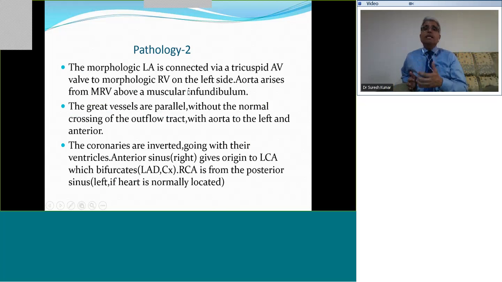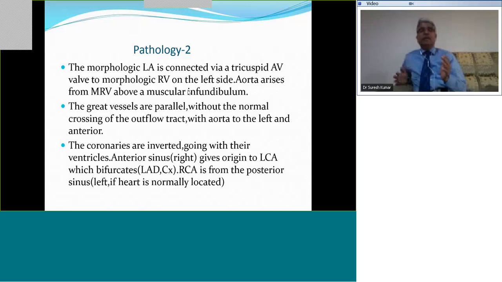Now what happens to the left heart? The morphologic left atrium is connected via a tricuspid AV valve to the morphologic right ventricle on the left side. So the left heart, in the upper part is left atrium, there is no problem, it is receiving pulmonary veins, but that left atrium pumps into a left-sided ventricle, which is anatomically a right ventricle. And the valve that connects it is the tricuspid valve. Much of the problems of congenitally corrected transposition stems from this arrangement.